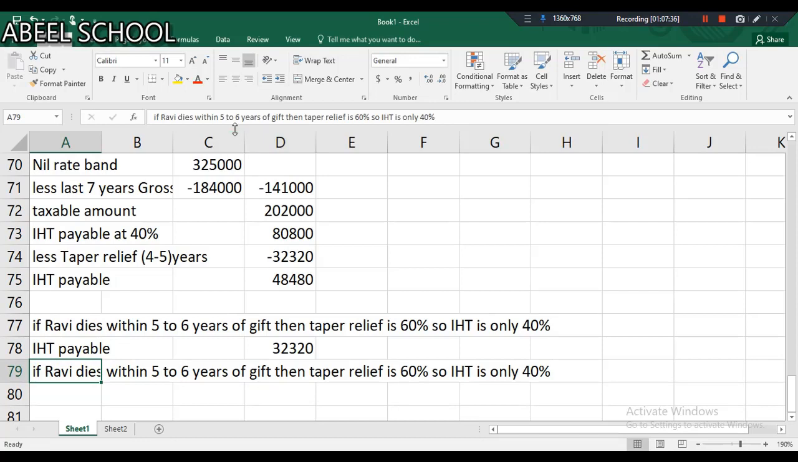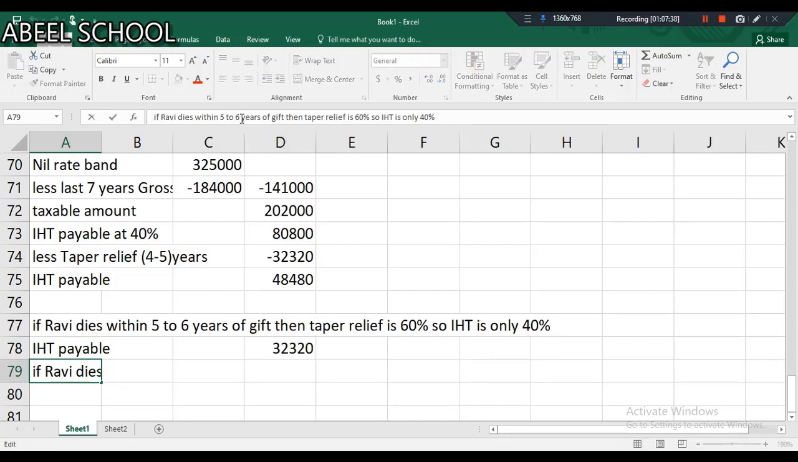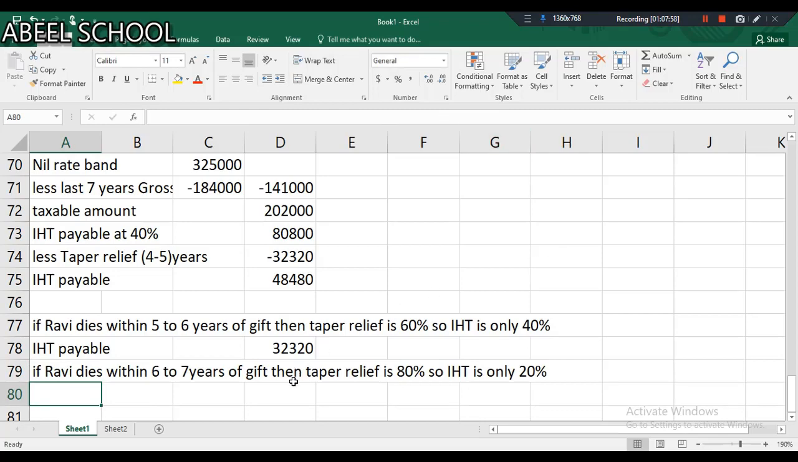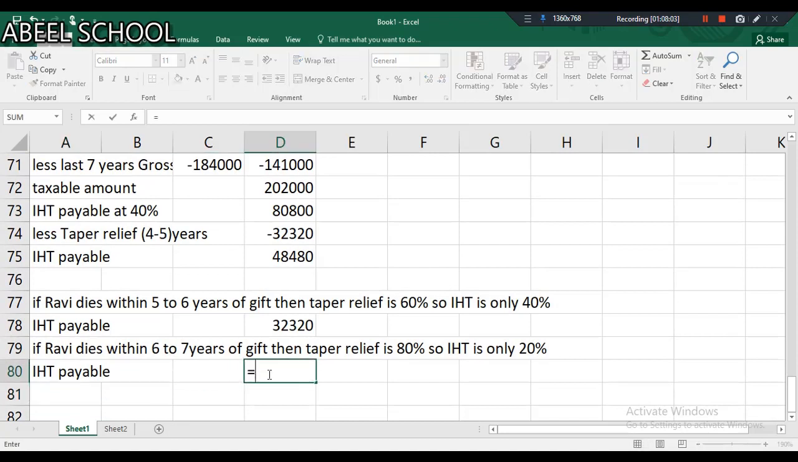If Ravi dies within 6 to 7 years, taper relief will be 80% and IST will be 20%. Okay, so for IST payable, I will take 20% of this amount. Obviously, if Ravi dies after 7 years, there will be no IST.